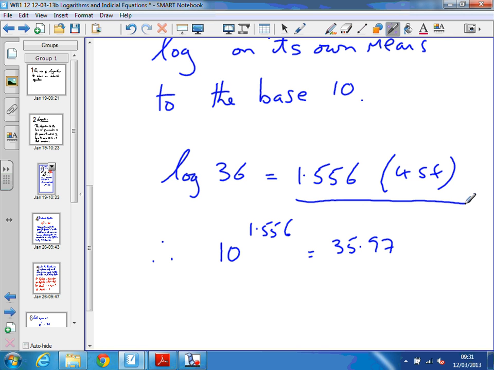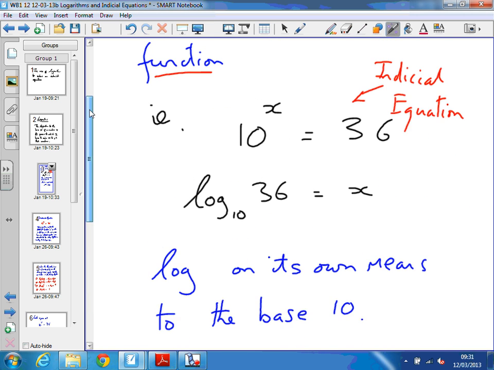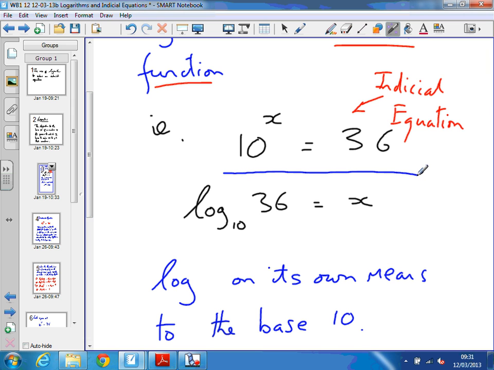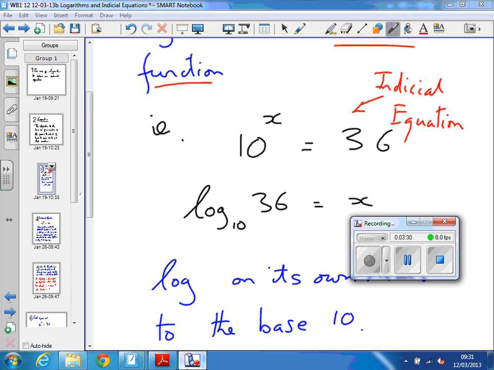So how do I solve an equation like 10 to the power x is 36? I find the logarithm of 36, and that tells me the answer. So that's what logarithms are. They're powers, usually to the base 10. We'll be using base 10 for most of the time during this part of the course.